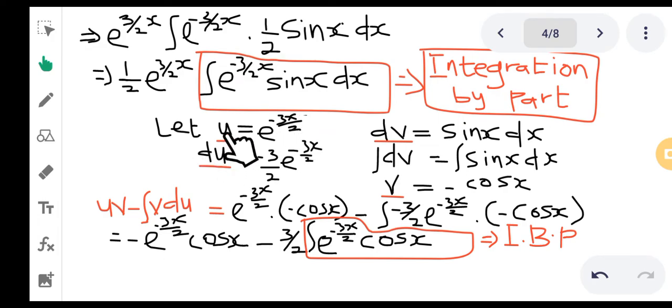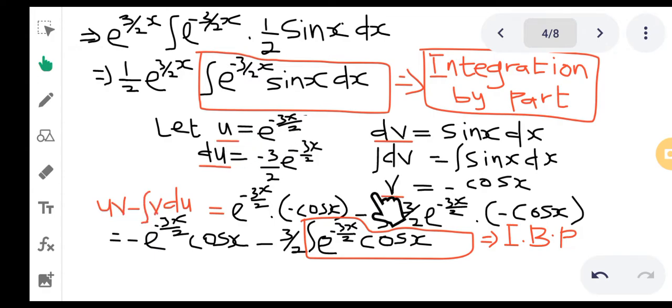Just differentiate it. We maintain the e exponent minus 3 over 2x, then you multiply by the derivative. When you differentiate the exponent, you get minus 3 over 2, so you just multiply by the minus 3 over 2. That's what I have done here. So just make this substitution for integration by parts: uv minus the integral of v du. Wherever you see your u, just make that substitution there.